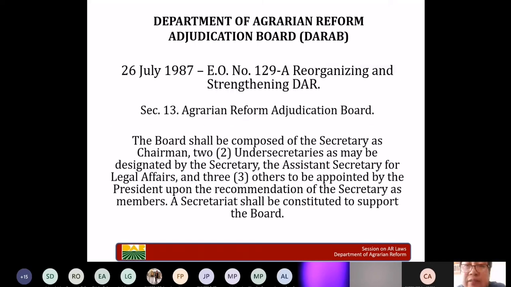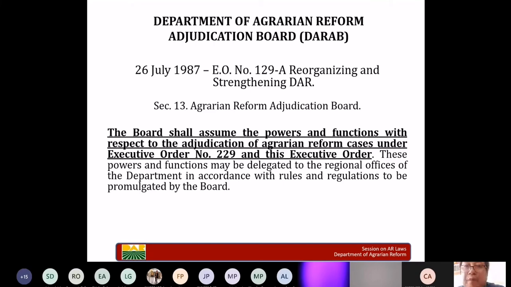After EO 229, President Aquino issued EO 129-A, reorganizing and strengthening the DAR. Under Section 13, EO 129 created the Department of Agrarian Reform Adjudication Board, to be composed of the secretary, two undersecretaries as ex officio members, and then the assistant secretary as ex officio member, and then the three regular members to be appointed by the president upon the recommendation of the secretary. So what are the powers and functions of the DARAB under Section 13? The board shall assume the powers and functions with respect to the adjudication of agrarian reform cases under Executive Order number 229.